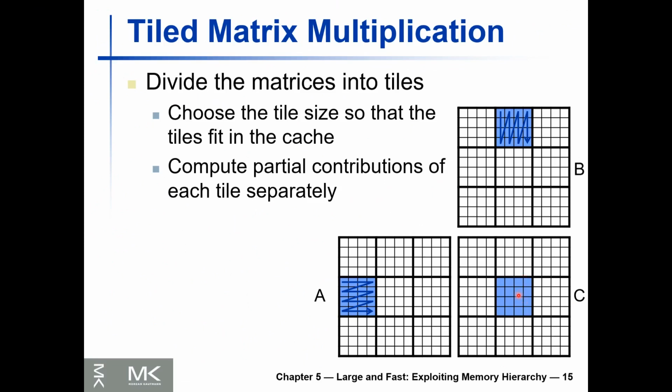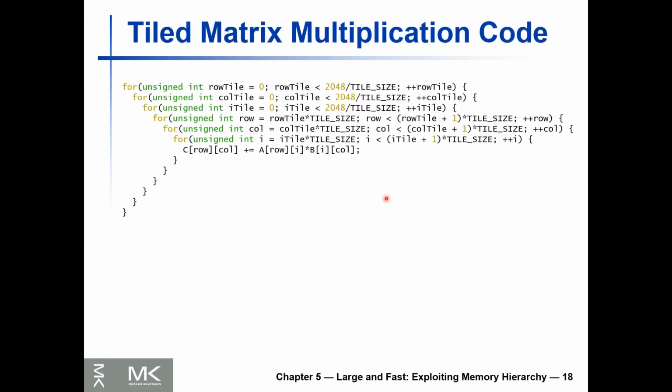So the code for doing this: we said we're going to do these tiles, one tile at a time. The code is going to look like this. It's going to be 6 nested loops. We iterate over the output tiles, we iterate through the input tiles, we iterate through the output elements in the output tile, and we iterate through the input elements in the input tiles.